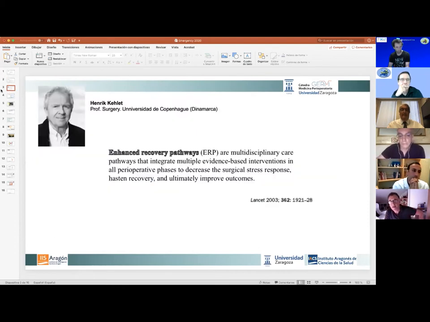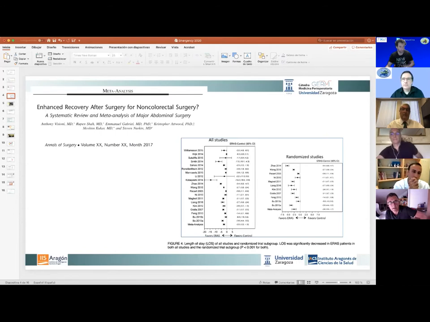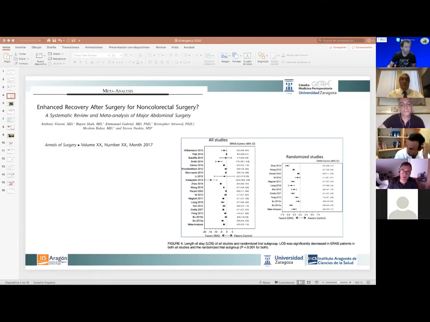In the 90s, Henrik Kehlet proposed protocols to reduce surgical aggression in order to minimize morbidity and complications. Nowadays, these protocols are known as ERAS protocols. Since Kehlet, journals have been filled with publications telling us the benefits of ERAS protocols in practically all areas of surgery, but none or very few in urgent surgery, most of them elective surgery.